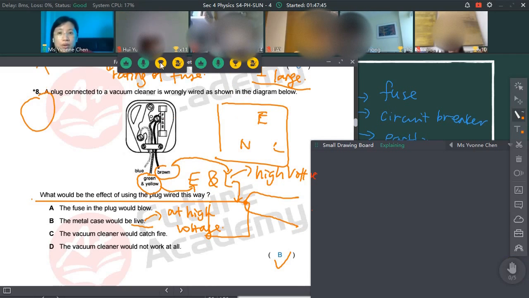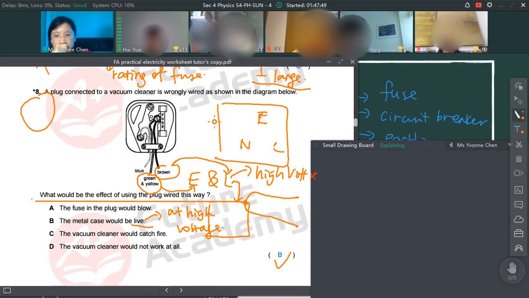Yes, Hui Yuan, what's your question? But how come the live is connected to the casing? They attach to the casing because you see the green and the yellow is the earth wire, right? Earth wire and the live wire touch each other. So the live wire becomes the same as the earth wire, which touches the metal casing as well. So the metal casing will be at high voltage.